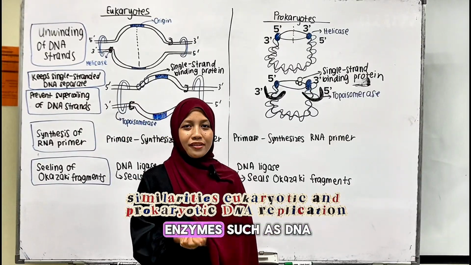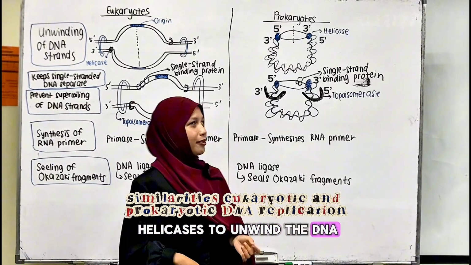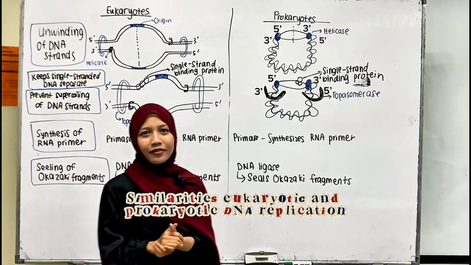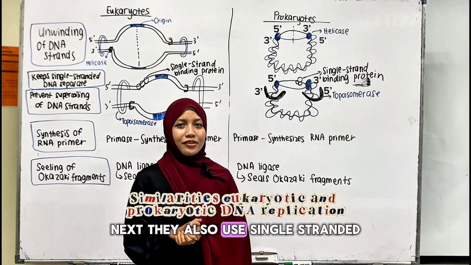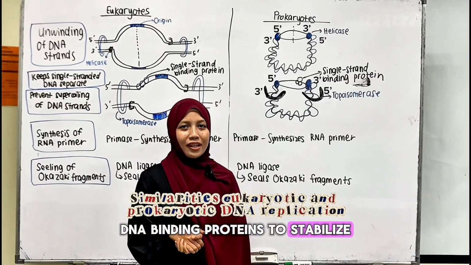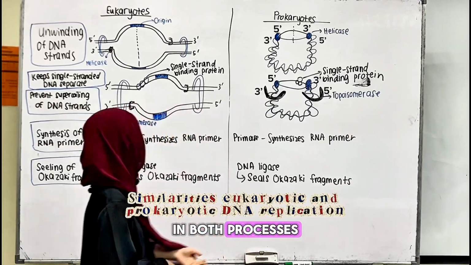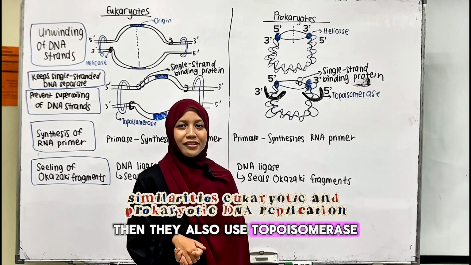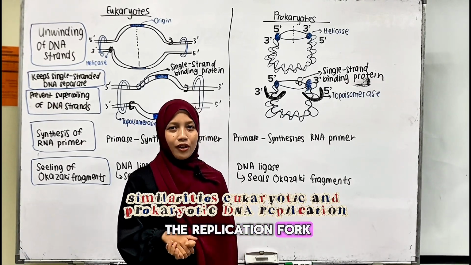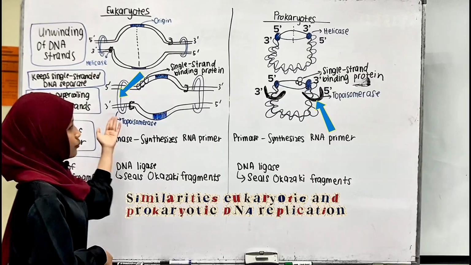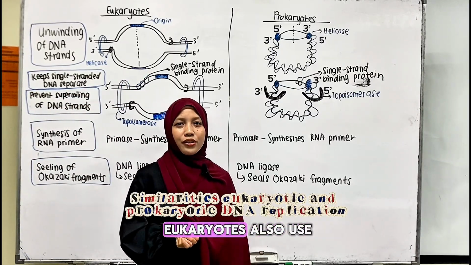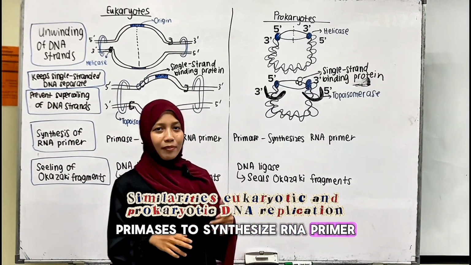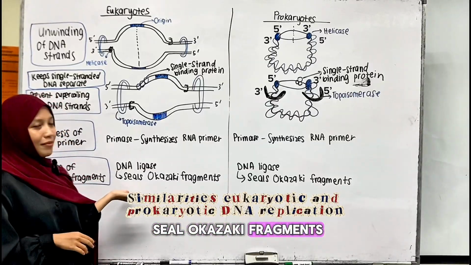Then, both use the same enzymes, such as DNA helicase, to unwind the DNA. Next, they also use single-stranded DNA binding protein to stabilize the unwound DNA strands in both processes. Then, they also use topoisomerase, which binds at the region ahead of the replication fork to prevent supercoiling. Next, both prokaryotes and eukaryotes use primase to synthesize the RNA primer and DNA ligase to seal the Okazaki fragments.